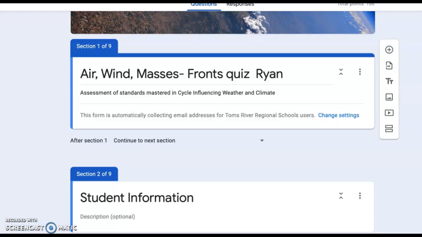Air, wind, masses, fronts quiz. Student information.